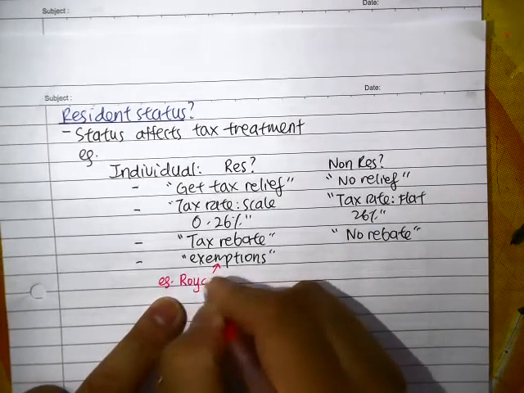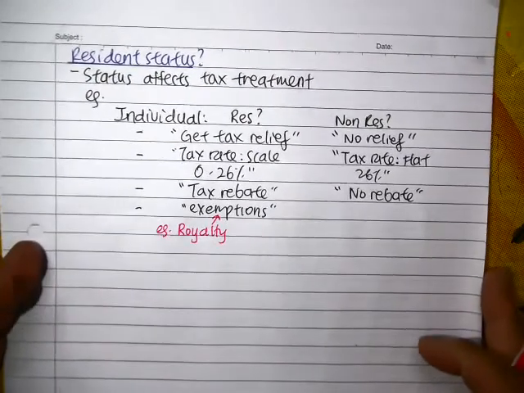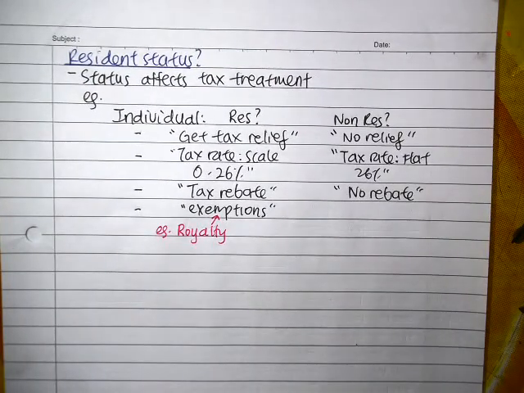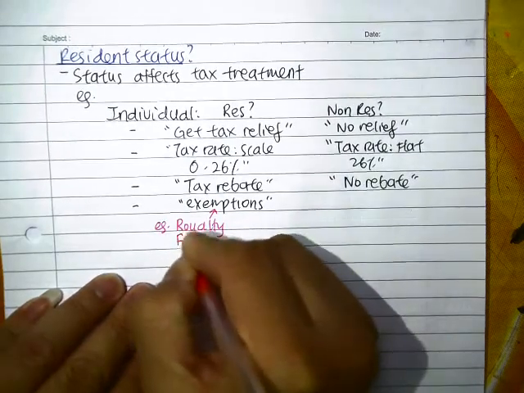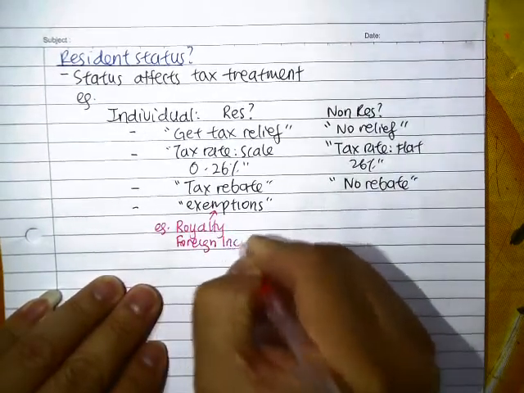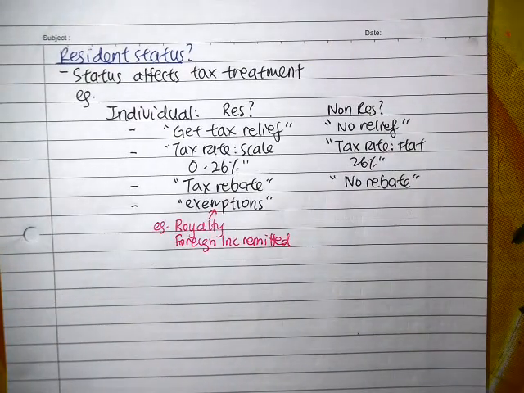Remember royalty? We covered quite a few exemptions, right? Your royalty exemption, your para 32. The exemption for royalty for the 10,000, 12,000, 20,000, depending on what royalty it is. That you get exemption for royalty. You also get exemption because you're a resident: foreign income remitted into Malaysia, you get exemption for that income.